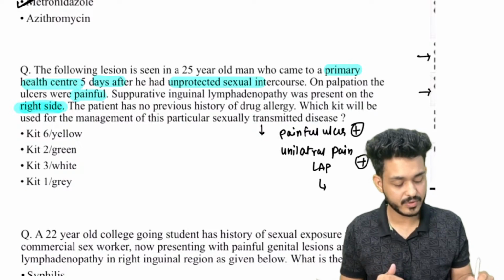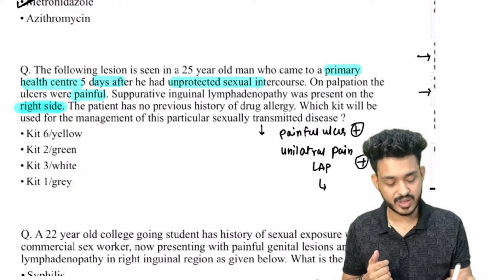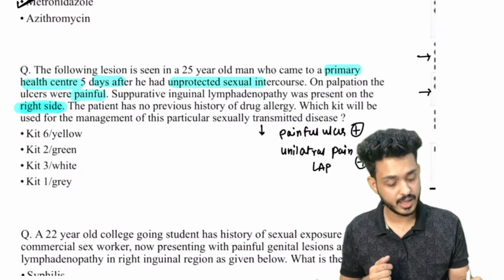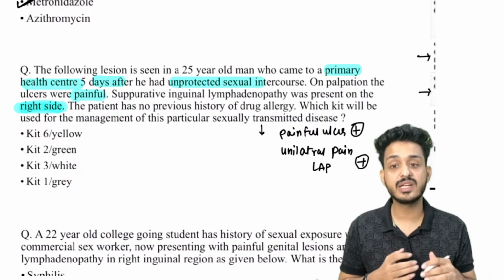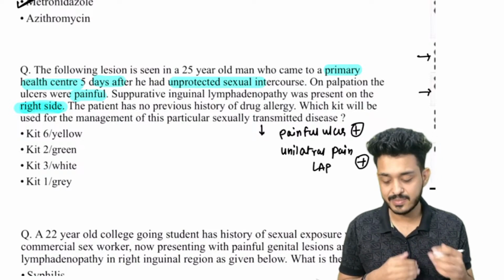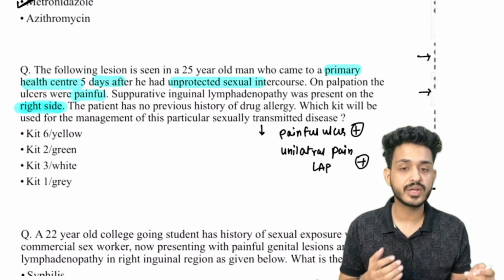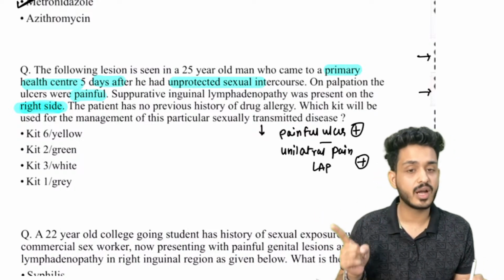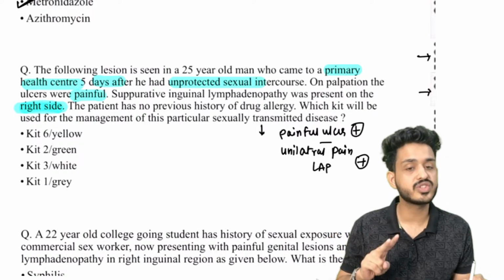In this type of ulcer, first of all, make the diagnosis. Don't directly jump to the answer, guys. We are learning new things, how to solve the question so that we will not make these mistakes in the examination. A painful ulcer can be two situations. First one is herpes simplex virus. Second one is chancroid.